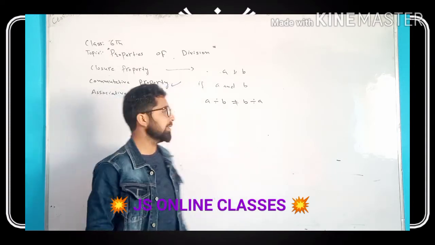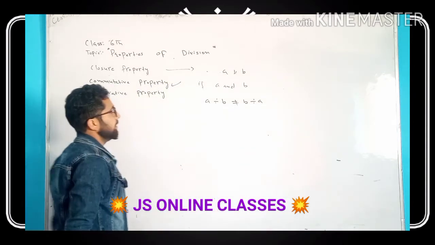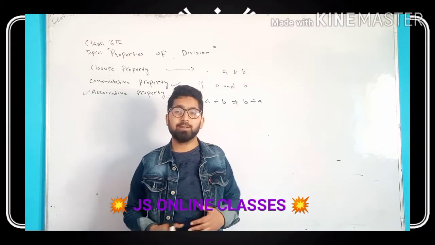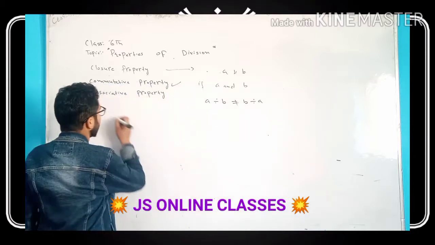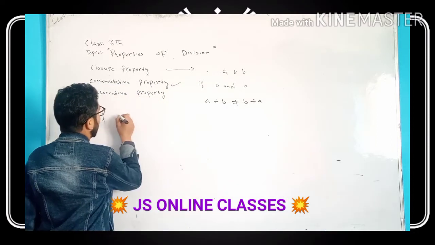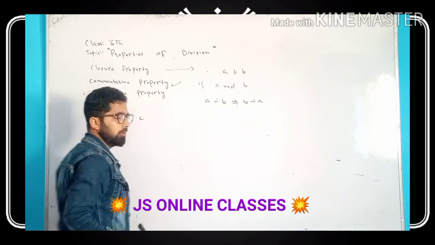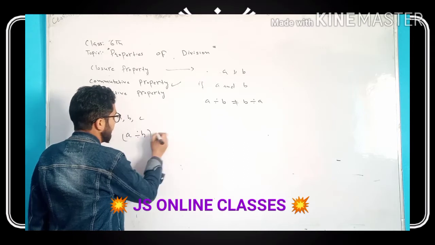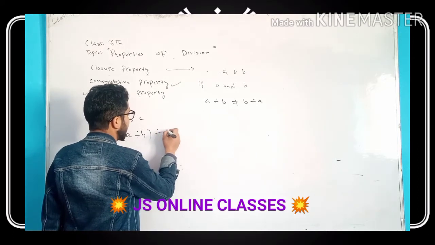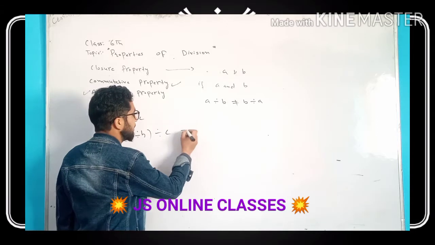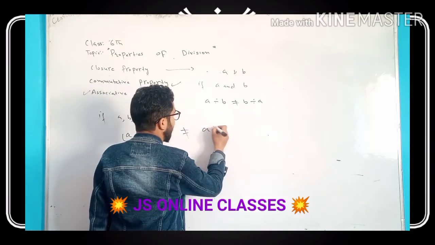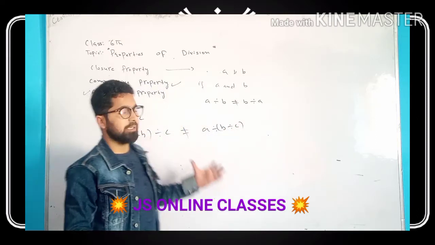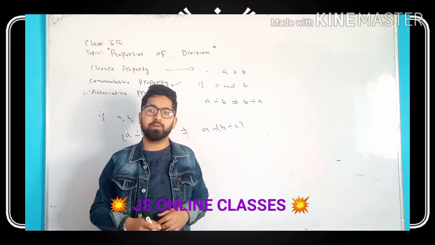So we have another property, that is associative property. In division, associative property also does not work out. It states that if A, B and C are three whole numbers, then A divided by B divided by C is not equal to A divided by B divided by C. So we can say in division, associative property also does not work out.